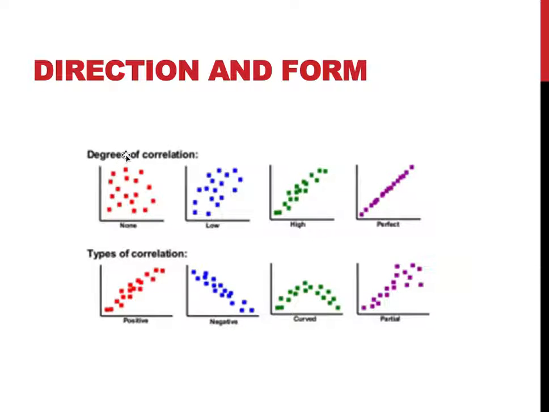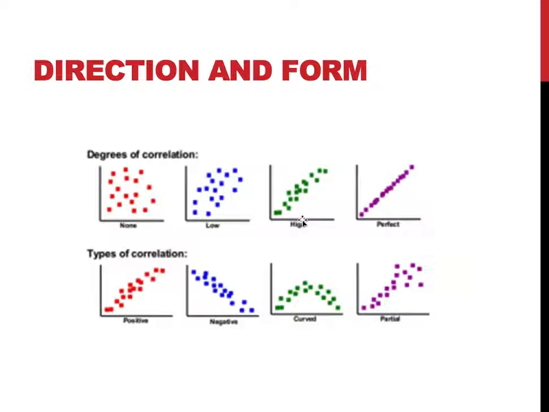This is looking at degrees of correlation, so that's the strength, and then the type of correlation, so this is the form. What I want to focus on here are these two terms, direction and form. So direction here, where they're both going up, as this value goes up, this value goes up. They're both going in an upward direction. They're both moving in the same direction. This would be an example of a positive correlation.